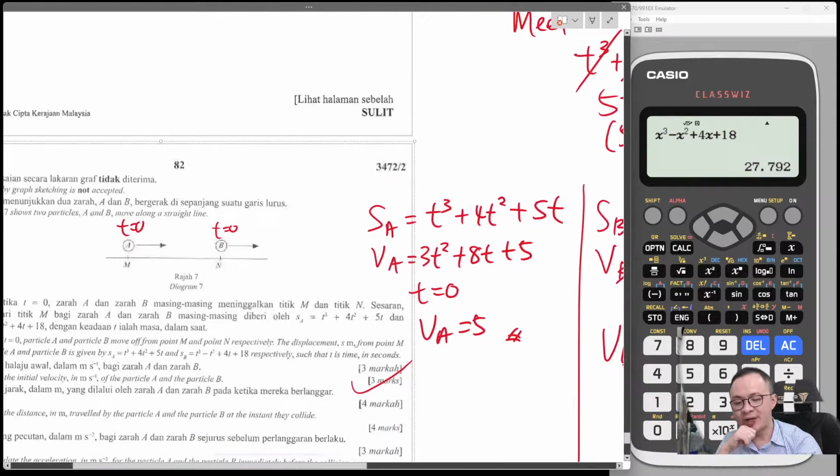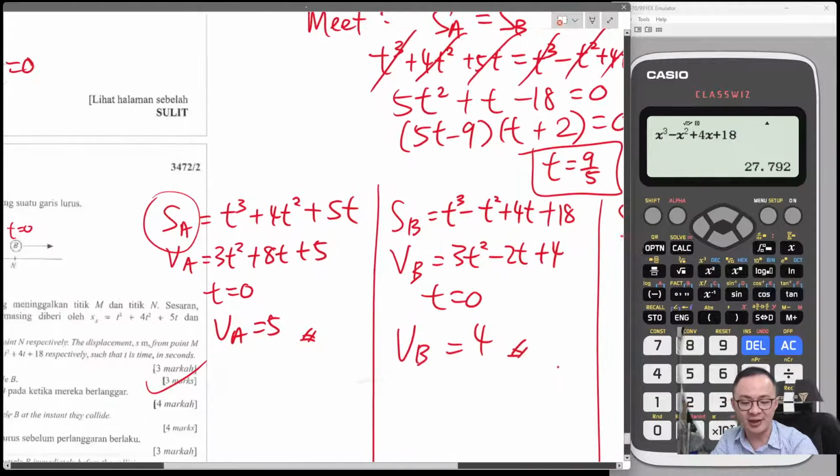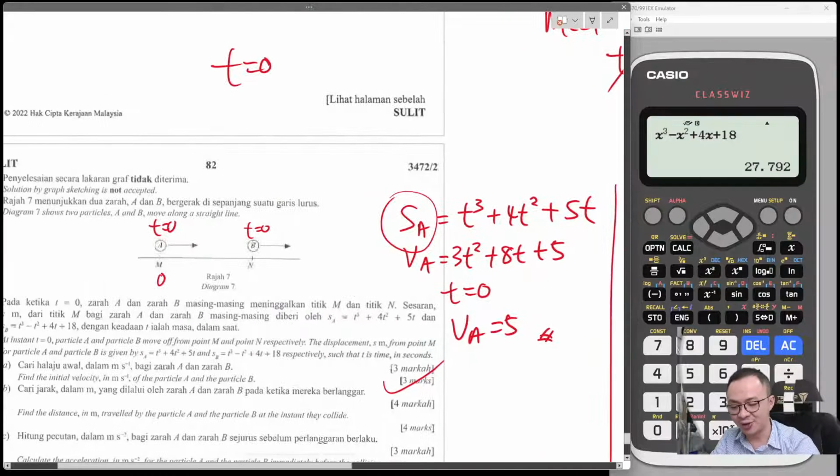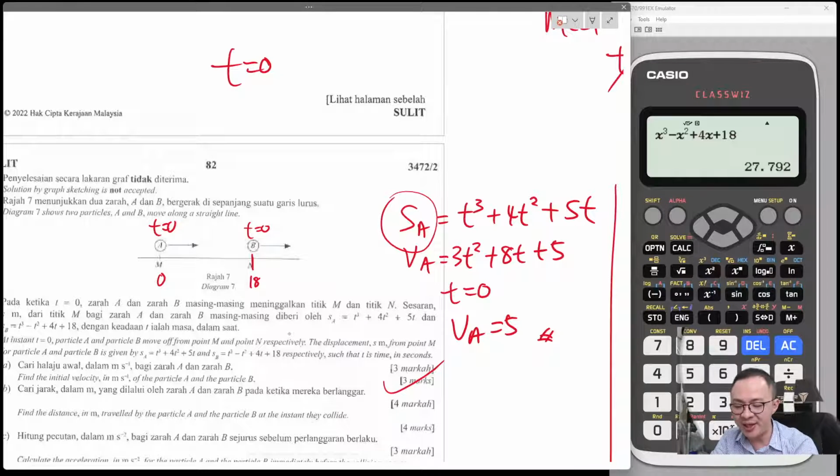Okay, because I want to know displacement, right? So I sub t equals 0 into both of the equations. If I sub into the s, you realize s is 0. So your displacement, you sub into A here, you realize 0 plus 0, isn't it? So displacement is here. But you sub into B, you will get 18. So I guess the displacement for this one is 18. S here is 18, here is 0. So they will meet at 27.792. So both of them are going to meet here, A and B.